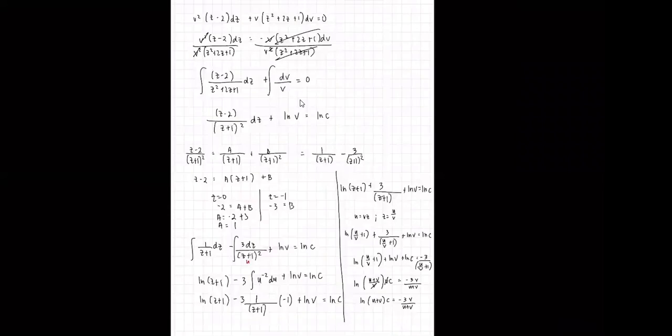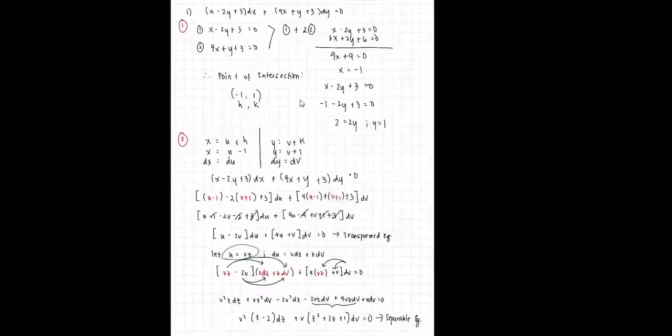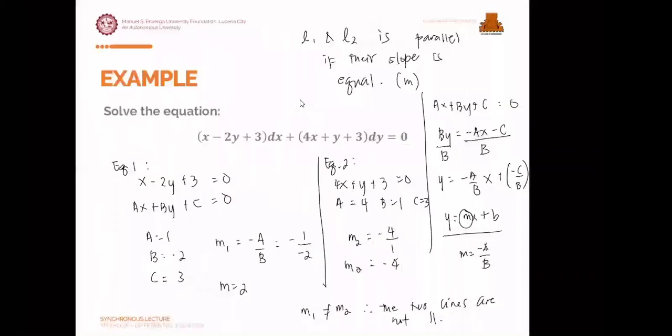Makita nyo, hindi naman masyado mahaba yung solution. Okay? 3 pages. So may clarification po ba dito sa first example natin? So again, balikan natin yung mga step, no? Yung first one is chinek natin kung parallel or hindi yung given lines natin. Then nakuha natin na yung slope niya is not equal. So therefore, hindi siya parallel. And probably yung lines natin will intersect at some point.